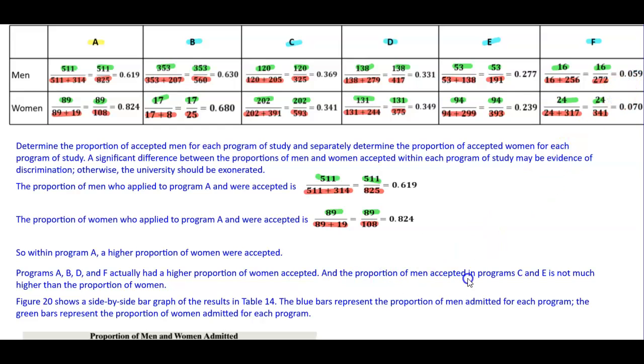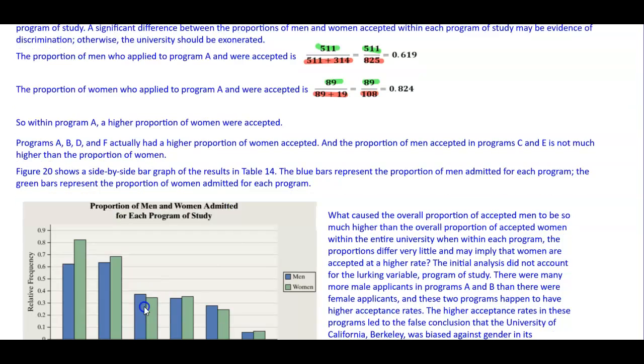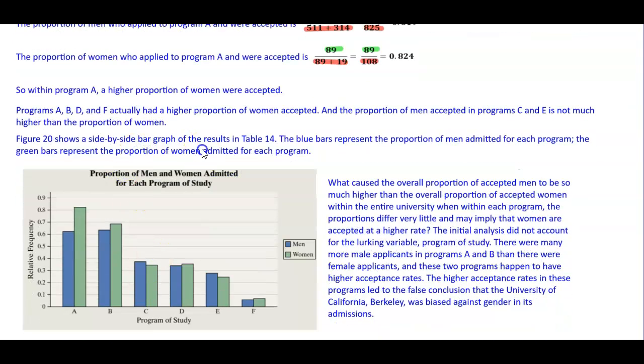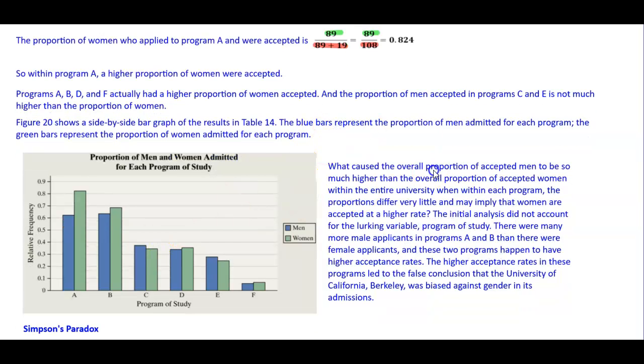And then the proportion of men accepted in programs C and E is not much higher than the proportion of women because this is 36.9% compared to 34.1%. And this is 27.7% compared to 23.9%. Now, if we take a look at the figure below, it's going to show a side-by-side bar graph of the results that we found in that table. The blue bars represent the proportion of men admitted for each program. The green bar represents the proportion of women admitted for each program. So you can see what's happening here for each particular program.